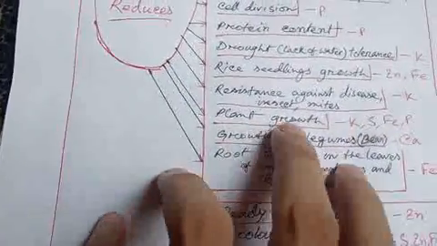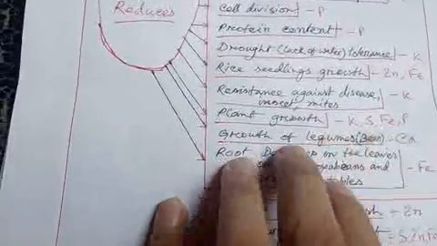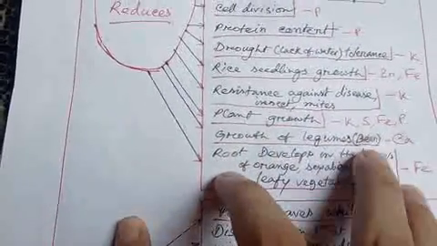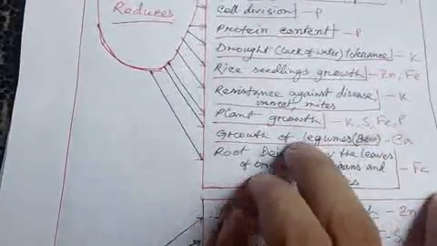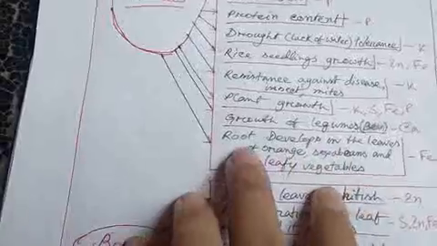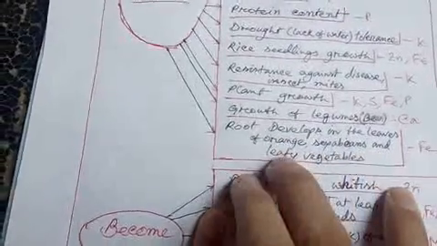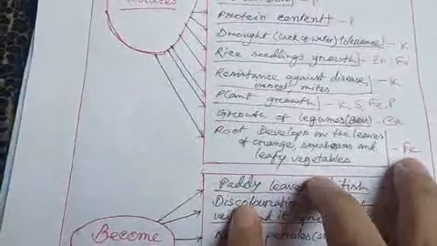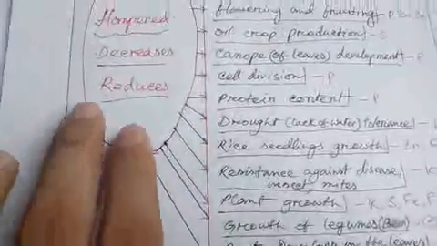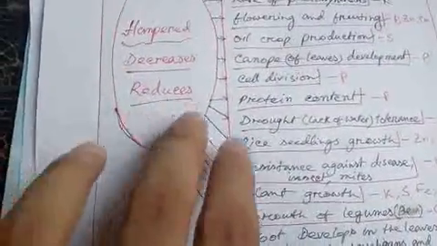There is plant growth, potassium, sulfur, iron, phosphorus; growth of legumes, that is bean type, okay, that growth is hampered without calcium. Root develops in the leaves of orange, soybeans and leafy vegetables, it is for iron. Okay, these are the hampered. What is hampered over here? Okay, what is decreases or reduces?